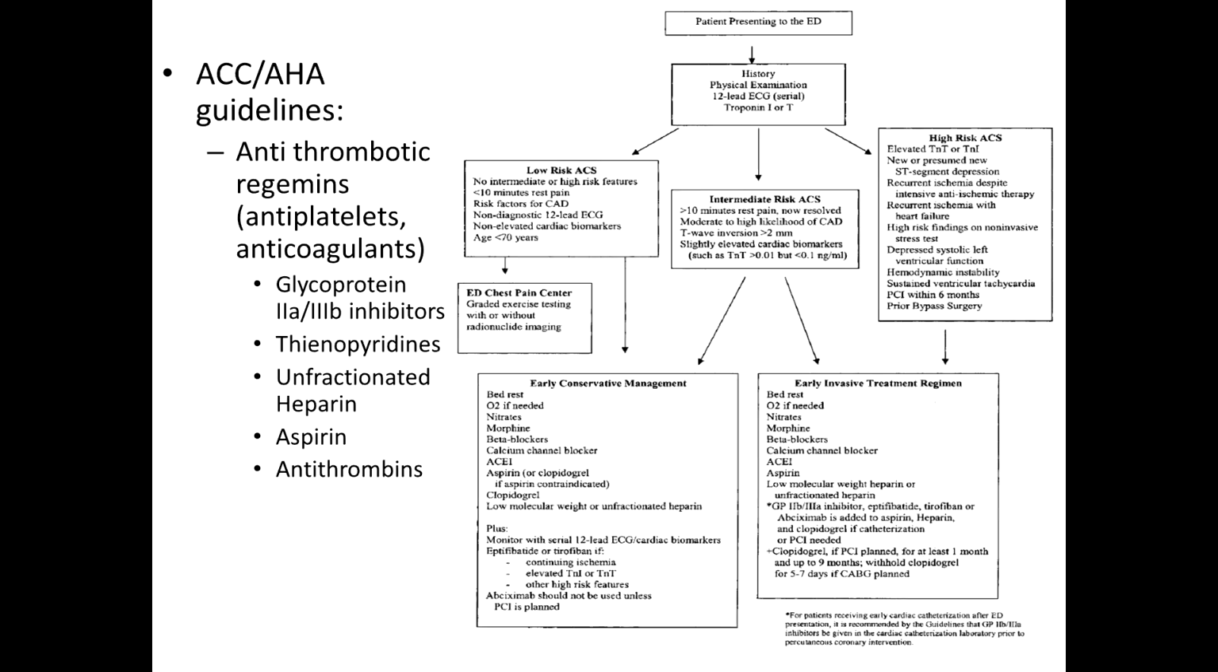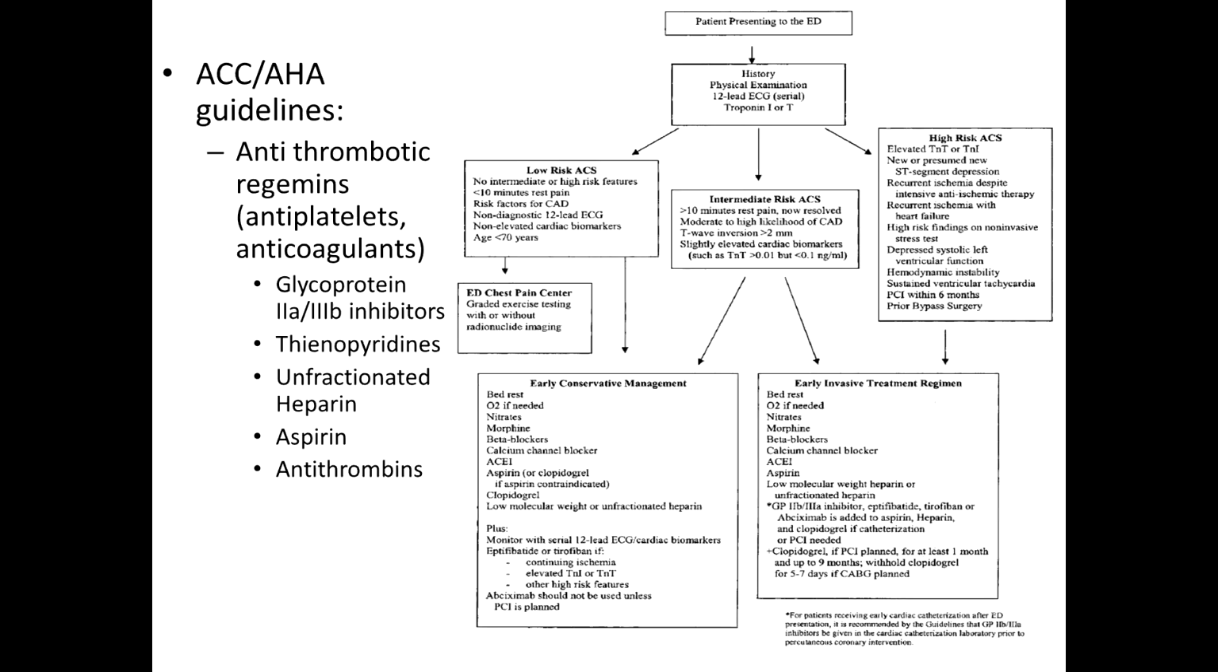Go over to the low risk: no intermediate or high-risk features. Well, that means that we are looking at our high risk and we're missing those features. Less than 10 minutes of rest pain. Not all people have chest pain. Risk factors for coronary artery disease. I don't even know what that means. What does that mean? Maybe somebody can respond to that.